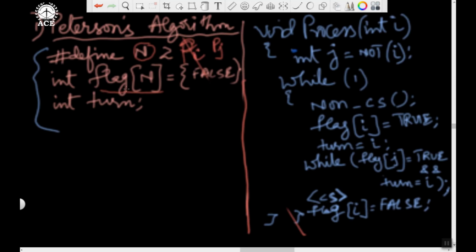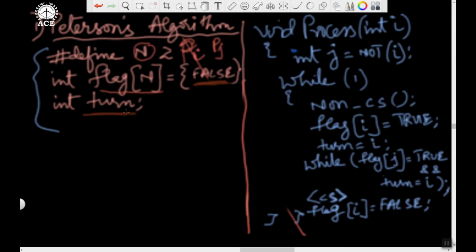So for every process i and j, we are going to maintain a flag which indicates the current interest of the process. I mean, is the process interested in the critical section or not? If the process is interested in the critical section, then flag will be true. If the process is not interested, its flag value will be false. Initially, both the processes are not interested, so the flag of both is false.